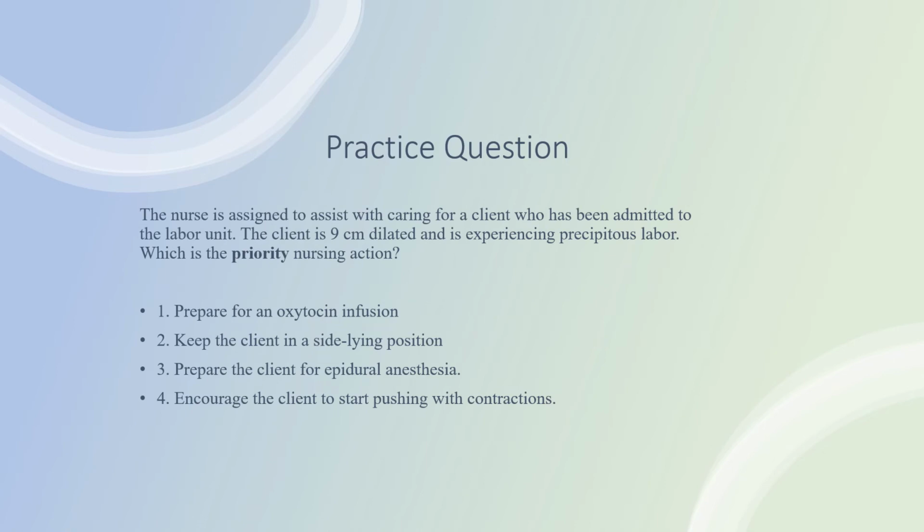Okay, well, here's a practice question. The nurse is assigned to assist with caring for a client who has been admitted to the labor unit. The client is 9 centimeters dilated and is experiencing precipitous labor. What is the priority nursing action? Now, remember precipitous, that means it's happening really fast. So what's priority?